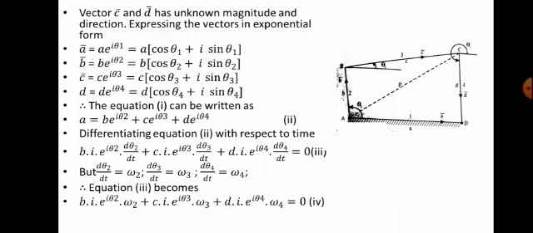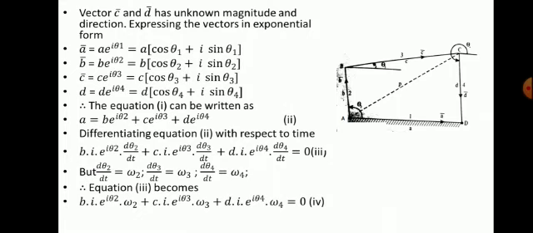Differentiating the second equation with respect to time, we can observe here B i e^(i theta 2) into d theta 2 by dt, plus C i e^(i theta 3) into d theta 3 by dt, plus D i e^(i theta 4) into d theta 4 by dt is equal to 0. This is the third equation.